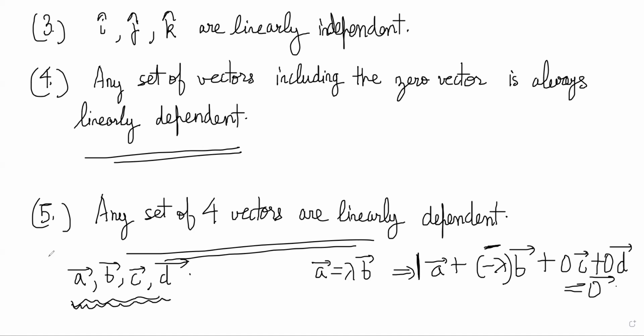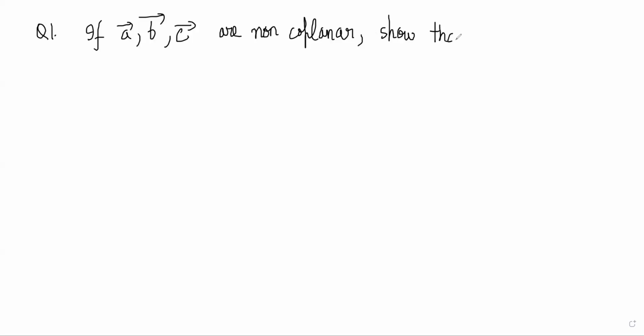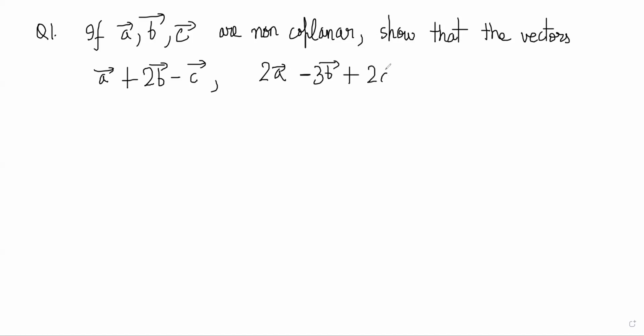Let's look at a couple of examples now to understand this better. Question one is, if A, B, C are non-coplanar, show that the vectors A plus 2B minus C, 2A minus 3B plus 2C, and 4A plus 3C plus B are linearly independent.